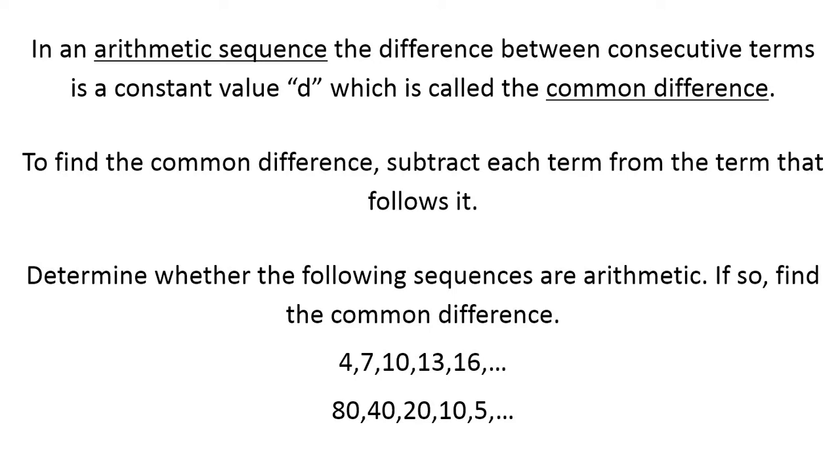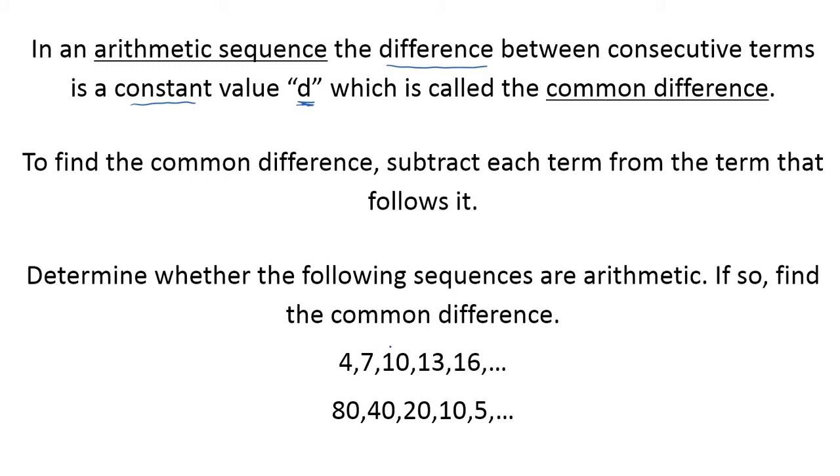And so we've got the difference. Remember, difference just means subtraction. So the difference between consecutive terms is a constant, some value d. So d is the variable we use for that. We call that the common difference. To find the common difference, just subtract each term from the term right after it. Basically, you're adding by something each time.